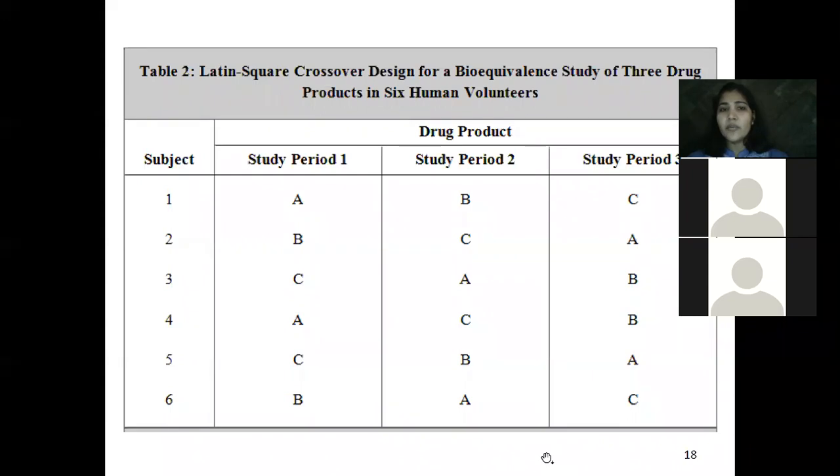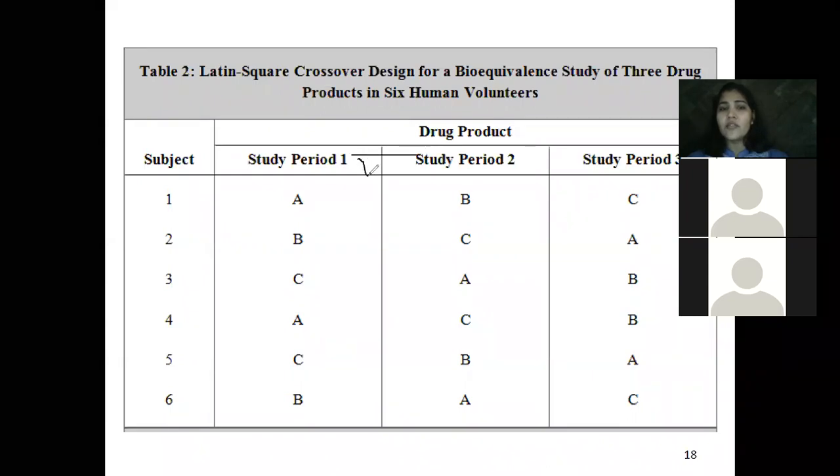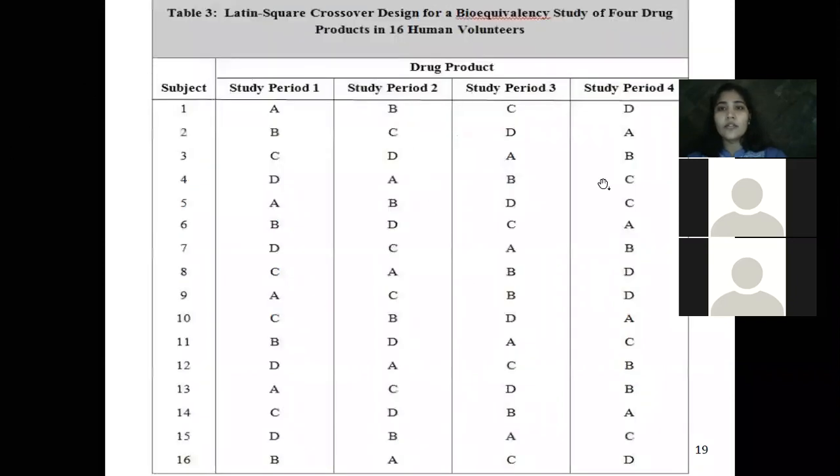In between study period 1 and study period 2, this is our washout period. And this will also be our washout period. So this is how the Latin square design will look like, and this is how the document looks like which comes to us after randomization. And then next, if you have 4 drug products in 16 human volunteers, this is how the randomization will look like, Latin square crossover design.